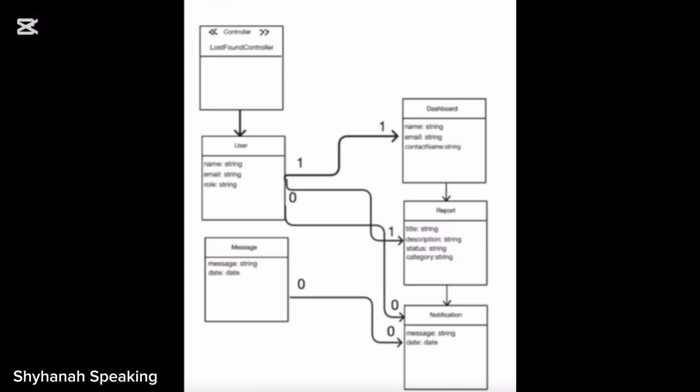For the first scenario, the important classes are lost found controller, user, report, message, and notification. The controller manages actions like login, filing reports, searching, editing, and contacting reporters. Users can create many reports, and each report can have multiple.